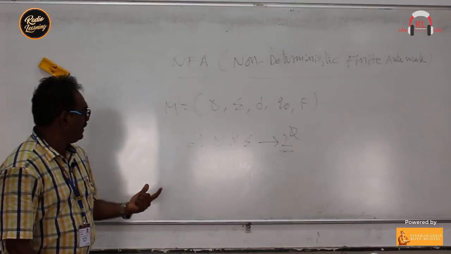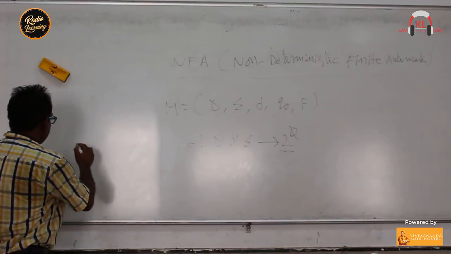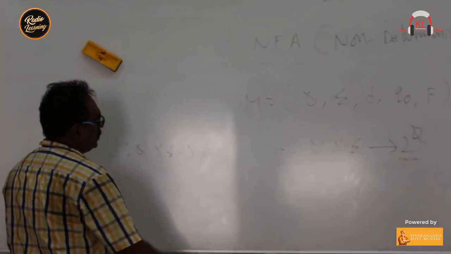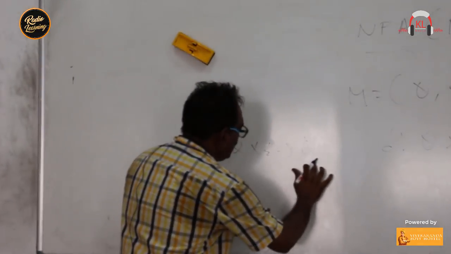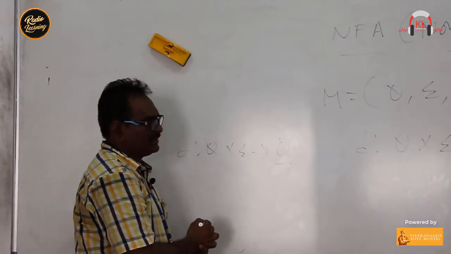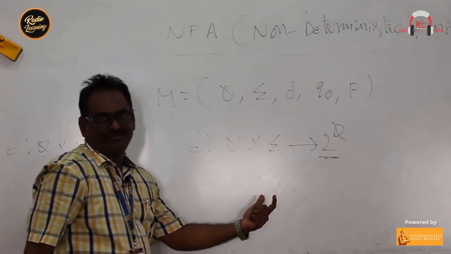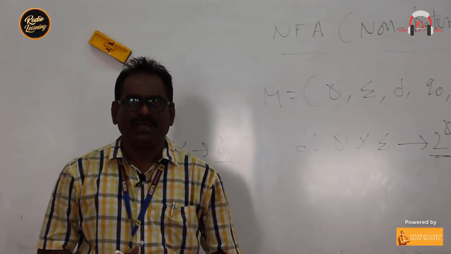In the DFA, delta maps Q times sigma to Q. The outcome of the DFA is a single state, while the outcome of the NFA is more than one state. That is the only difference between NFA and DFA.